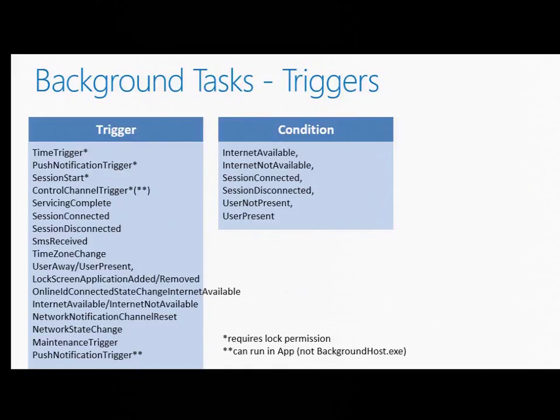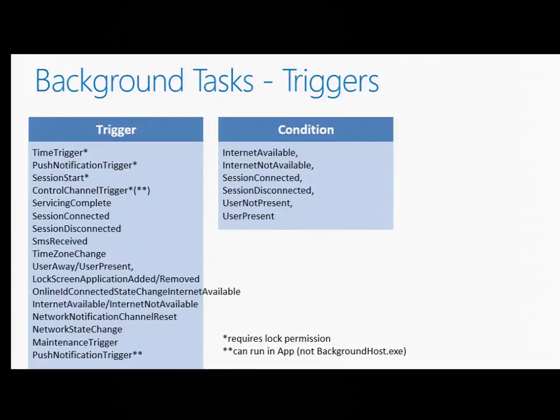Of course, there are also a few conditions you can check on. And the interesting thing here is you can check logical things. Is internet available? Is it not available? If you have a background task that should only be run if the internet is available, and you're not on a lock screen, that means that you can do that once every 2 hours.